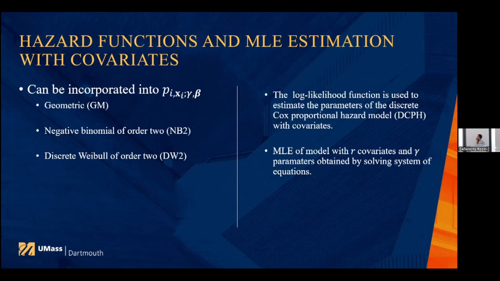In this research, we can incorporate many hazard functions, but we decided to use three of them in the PS of I function. These three hazard functions are the geometric hazard function, the negative binomial of order 2, and the discrete Weibull. We also formulated a log-likelihood function, which is used to estimate the parameters of the discrete proportional hazard model. We also estimated the maximum likelihood of the model with R covariates and gamma parameters to obtain the other parameters by solving a system of equations.